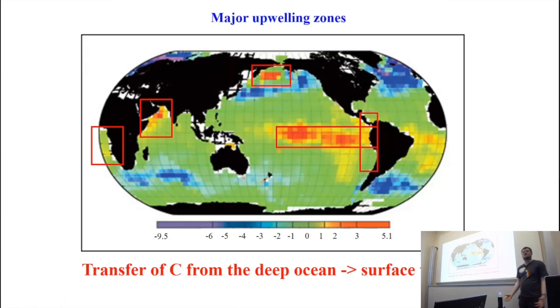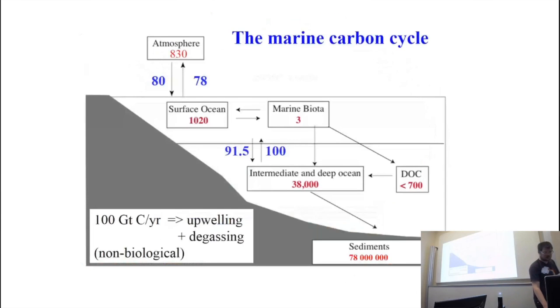And this brings that water that's rich in carbon, because it's been down in the deep ocean for a long time, and we'll come on to why the deep ocean would be enriched over time. That brings it up to the surface. It warms up and then releases its carbon to the atmosphere. So that's the flux back up there.